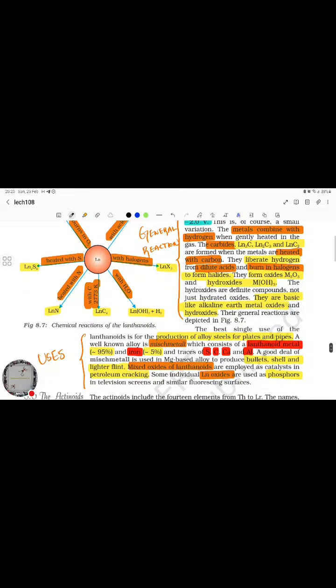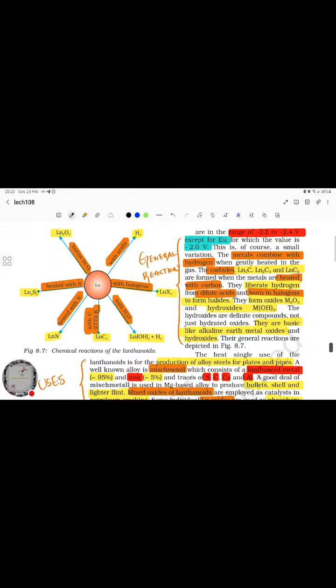They form oxides M2O3 and hydroxides M(OH)3. The hydroxides are definite compounds, not just hydrated oxides. They are basic like alkaline earth metal oxides and hydroxides.